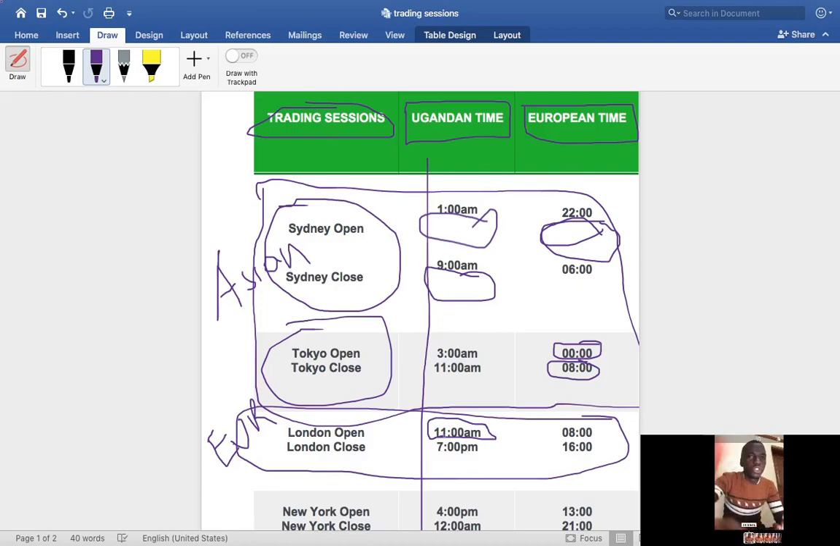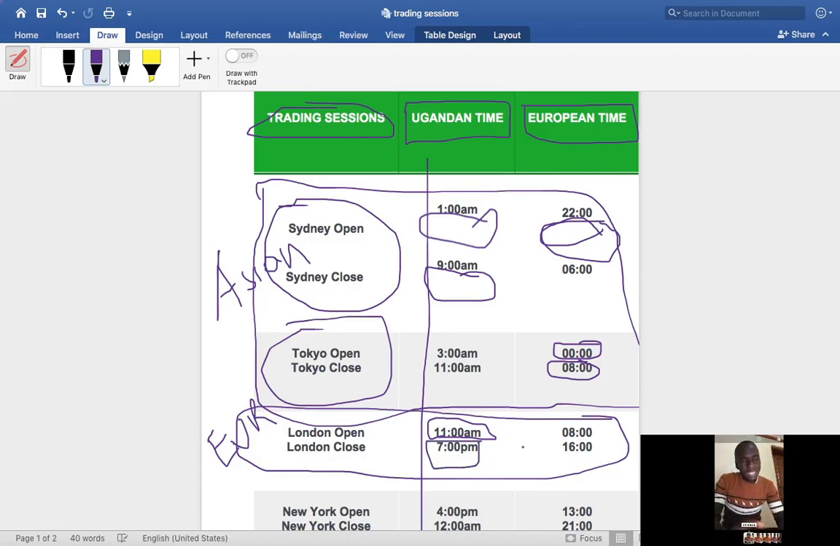So for those of you that want to trade or do analysis, it's better you always observe the market when it opens, because we always feel the impact when the big guys come into the market. Those are the sharks in the ocean, which are the London guys. And then they close at around 7 p.m., by which time in Uganda it is a bit dark.